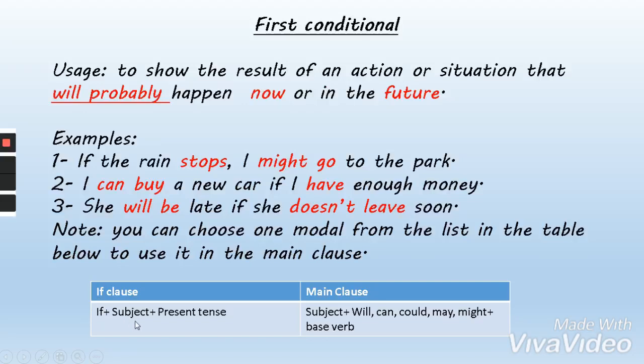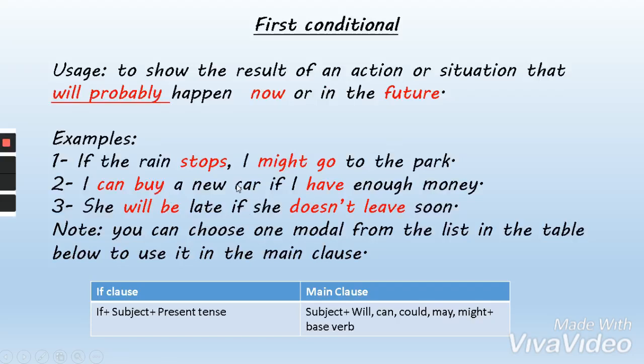We have if followed by the subject, then the present tense verb. And then in the main clause, we have the subject. You can use will or can or could or may or might. You use only one of them in the main clause. As you can see here, I can buy, we used can. And here we used she will, we used will in the main clause. And always the modal verbs, as you know, are followed by the base form of the verb.